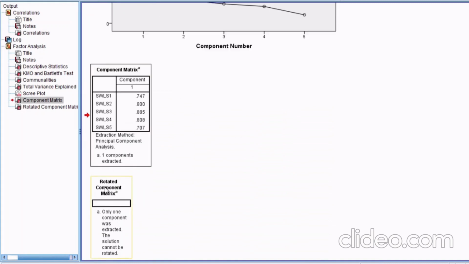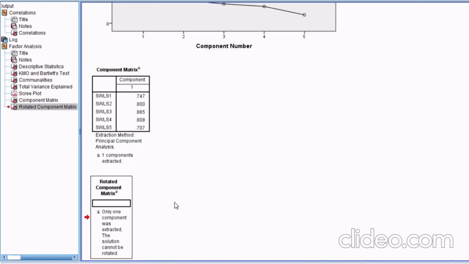So notice it says rotated component matrix here. Only one component was extracted and the solution cannot be rotated. And that's a very important point.